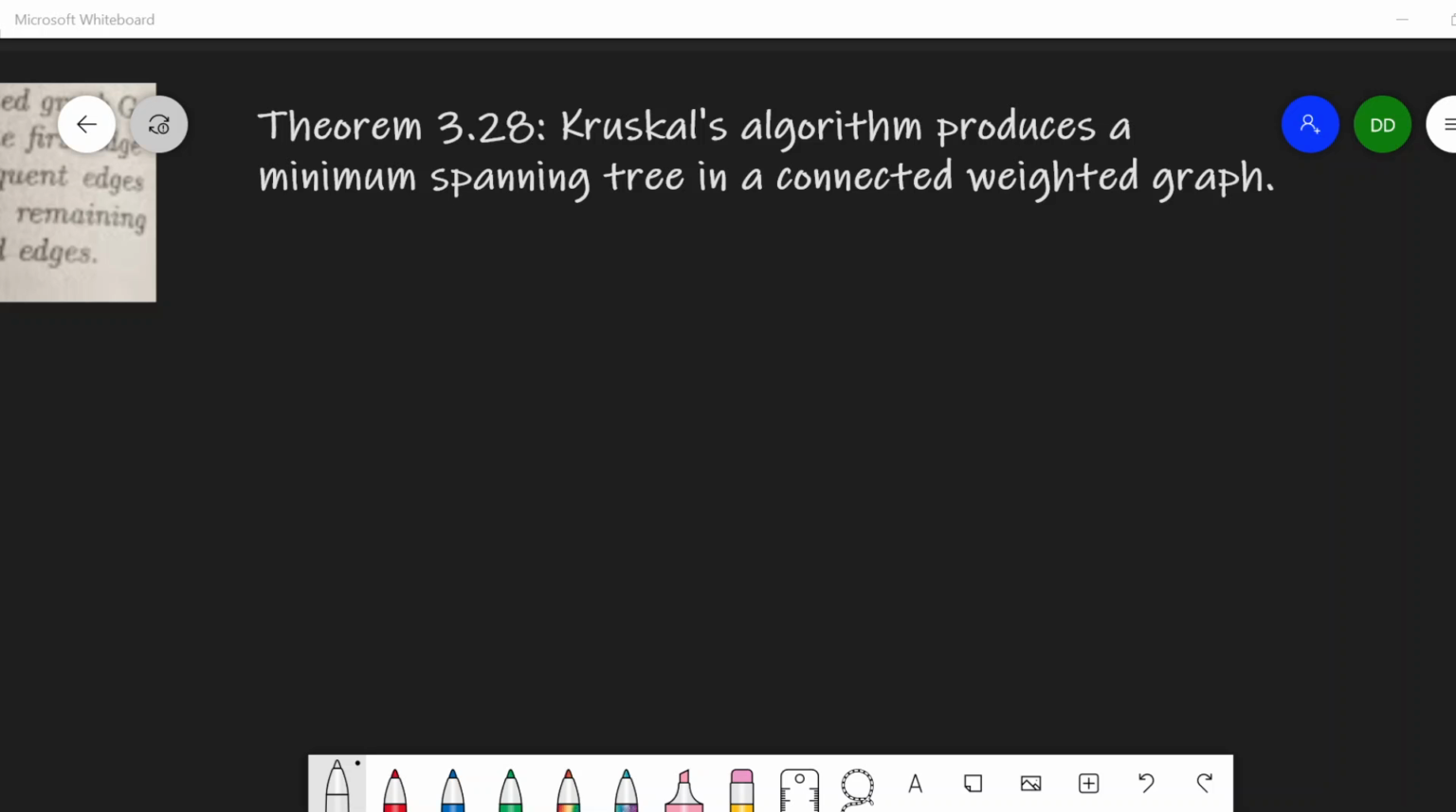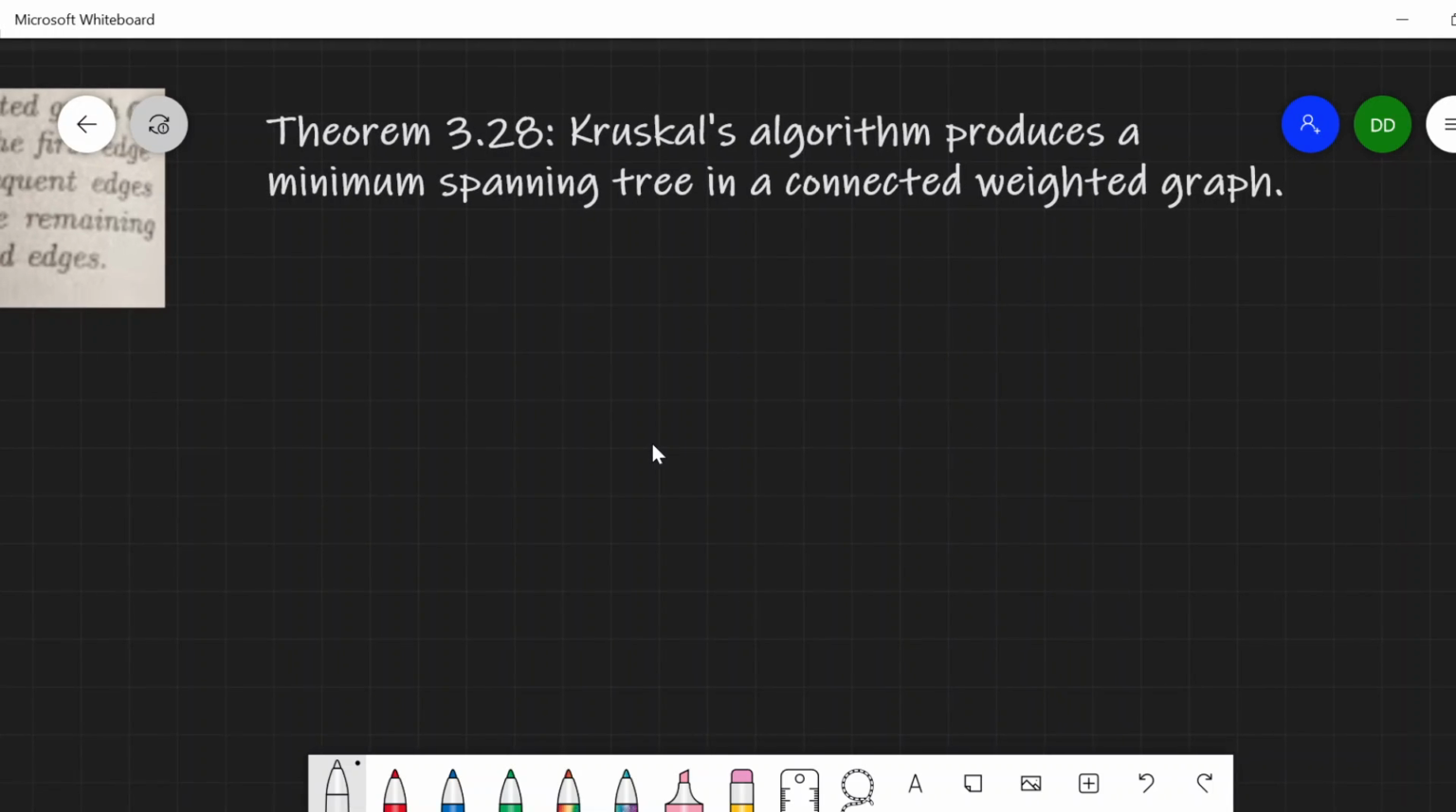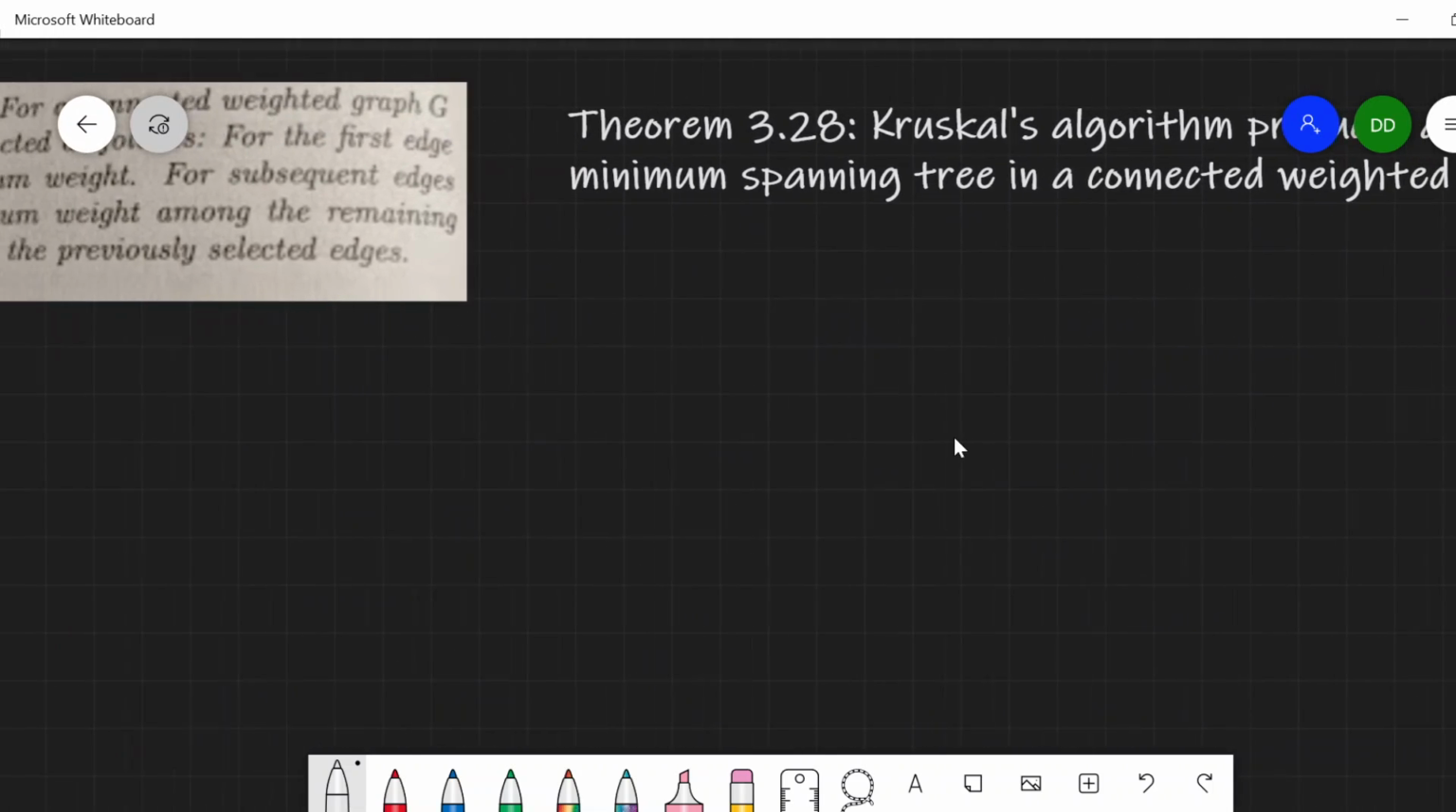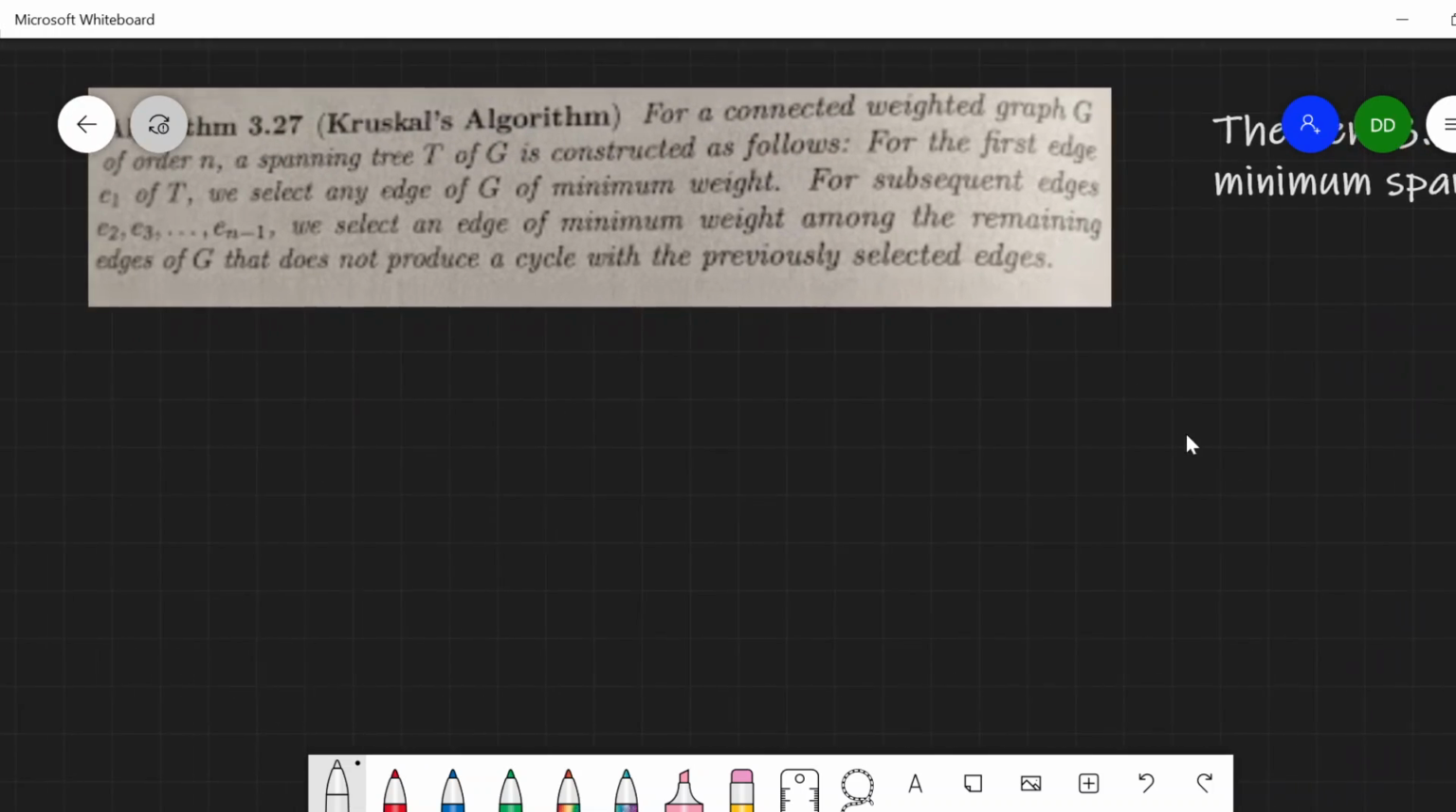In this video, I'll walk through the proof of Theorem 3.28, which proves that Kruskal's algorithm always produces a minimum spanning tree when given a connected weighted graph. So let's see why Kruskal's algorithm really does spit out minimum weighted spanning trees.